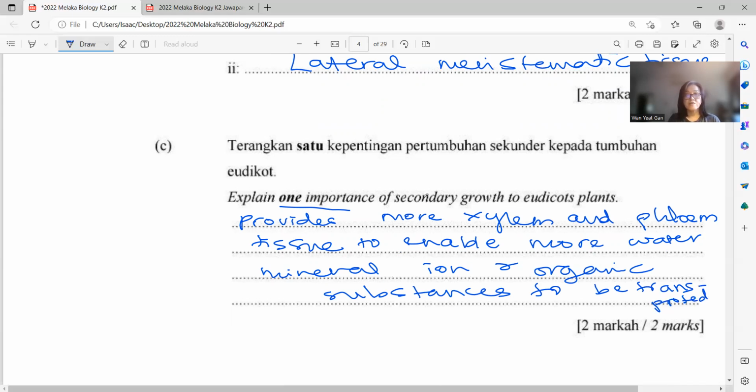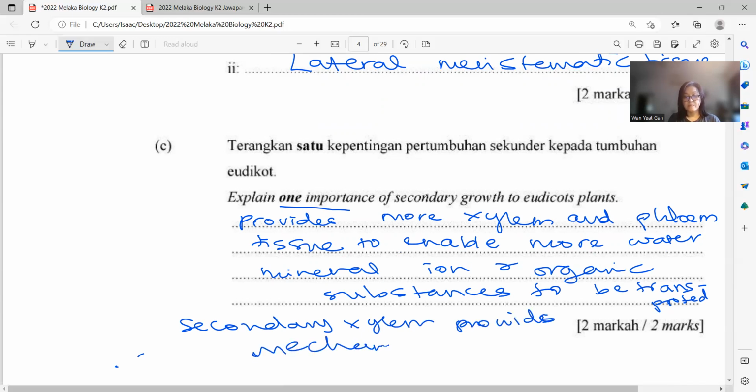Okay, another one is the secondary xylem provides mechanical support to the plant. Okay.